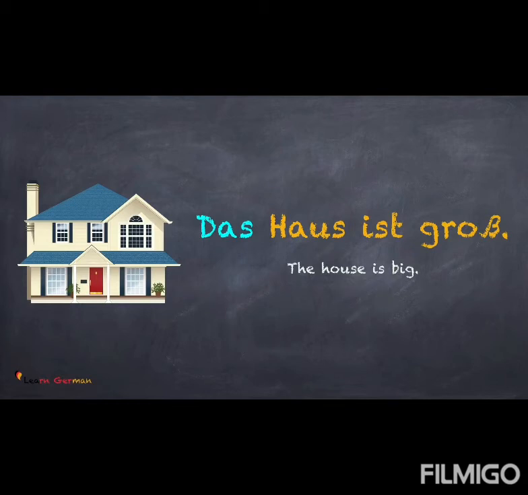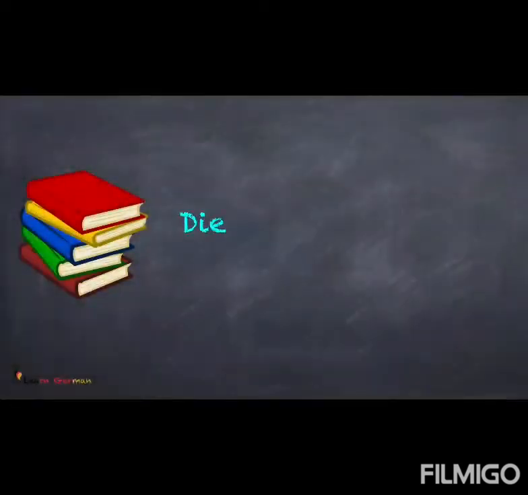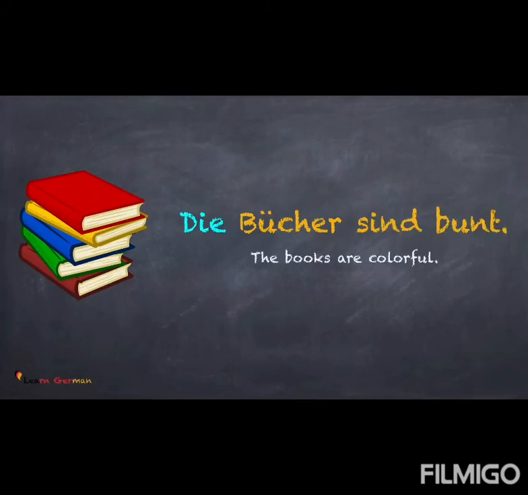I'm sure you already noticed that some of the nouns here in these examples are either persons or things. Irrespective of that, all of them have an article. So there are basically three articles: der, die, das. Let's look at the plural article. Die Kinder spielen. Similarly, the next sentence, die Bücher sind bunt. As you can see, the article for plural is the same as that for feminine, die.